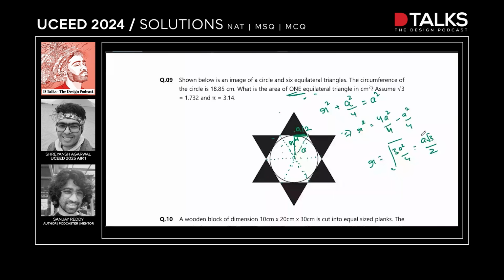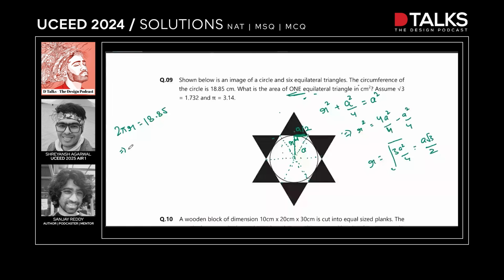Now, I have not placed a single value till now. Why did I do that? It makes the calculation way easier. That's why I never put values till the very end of the question. So now we use the value given in the question. Circumference of the circle is 2 pi r. 2 pi r is equal to 18.85.